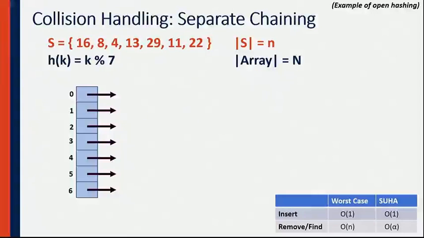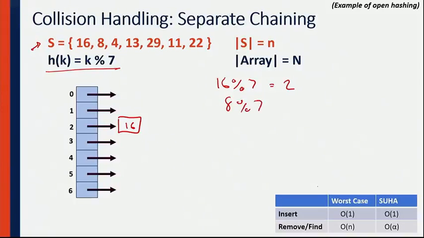Here I have a number of values in my set S that I'm going to be inputting into our hash table. Our hash function is k mod 7. So here we're going to take the value 16, mod it by 7, and we get a remainder of 2. So we know we need to hash to index 2 and add the value 16 there. Here our array, instead of just being an array of values, is an array of linked lists, where each list is initially empty.